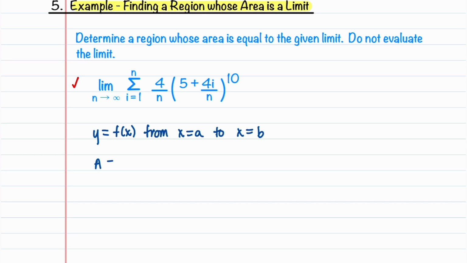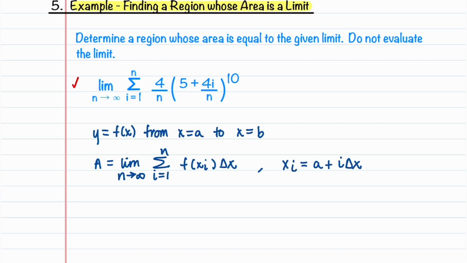That area is given by the limit as n goes to infinity of the sum from i equals 1 to n of f of x sub i times delta x. You also need to write down the formula for x sub i and delta x. x sub i is equal to a plus i delta x, and delta x is equal to b minus a over n. Our region is the area under the curve y equals f of x from x equals a to x equals b.